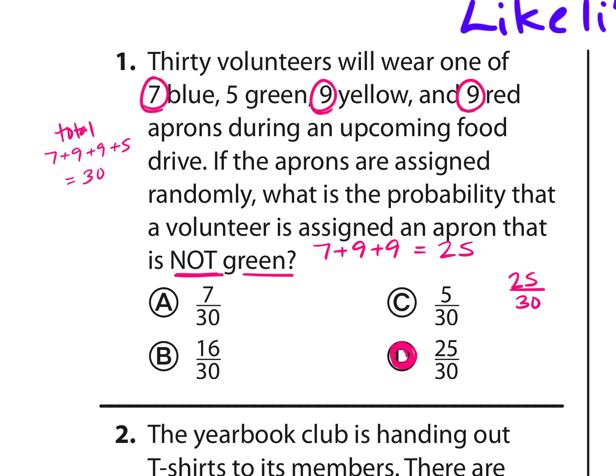Answer choice D. And of course that could have been reduced to 5 out of 6 by reducing the fraction, but it didn't reduce it, and sometimes it doesn't. Let's look at number 4.